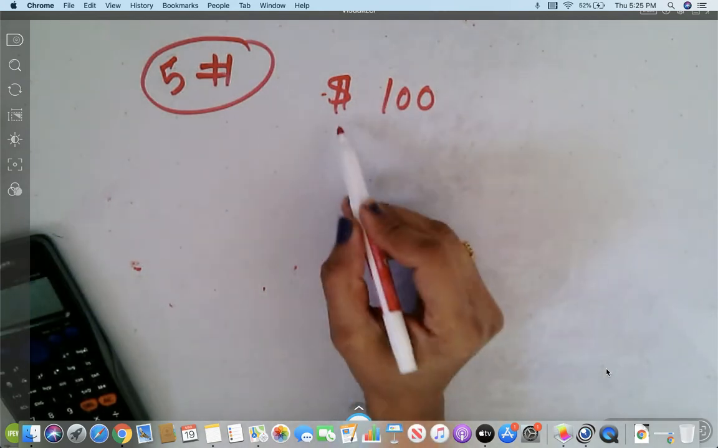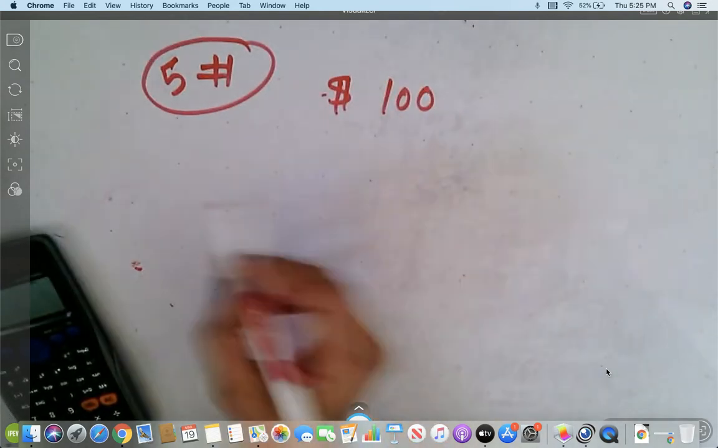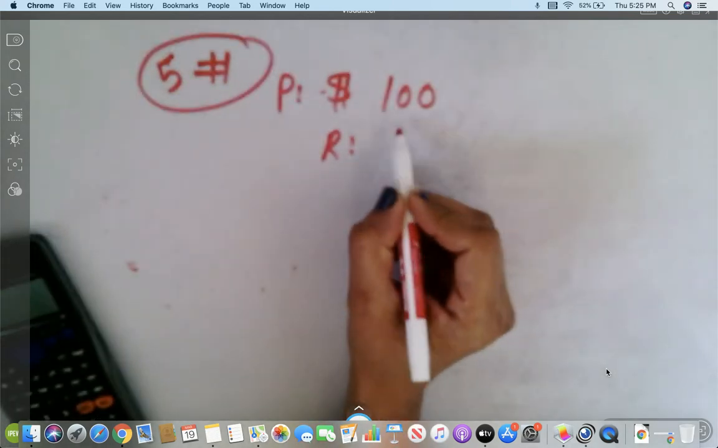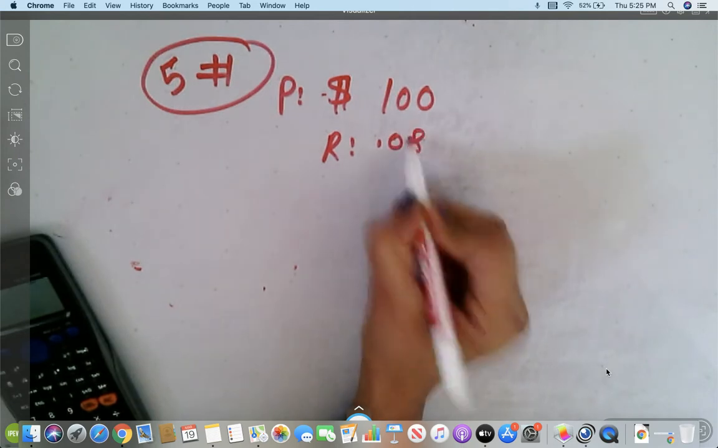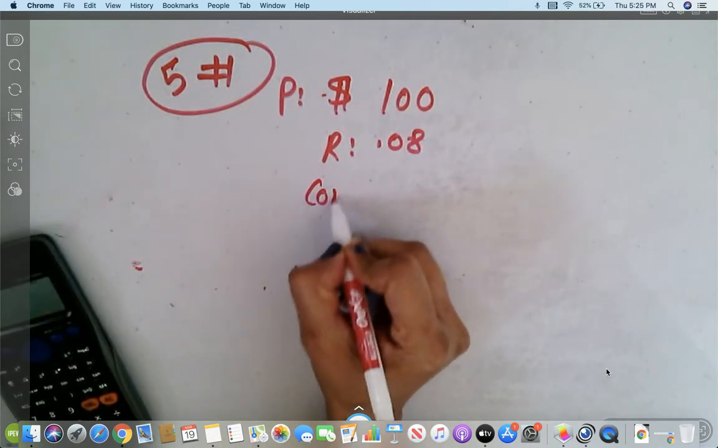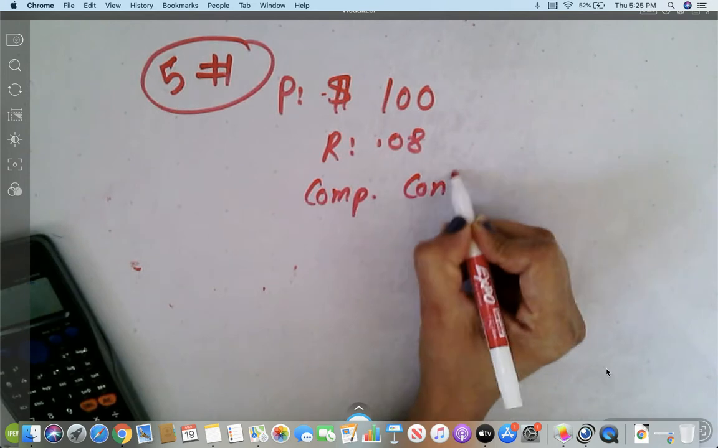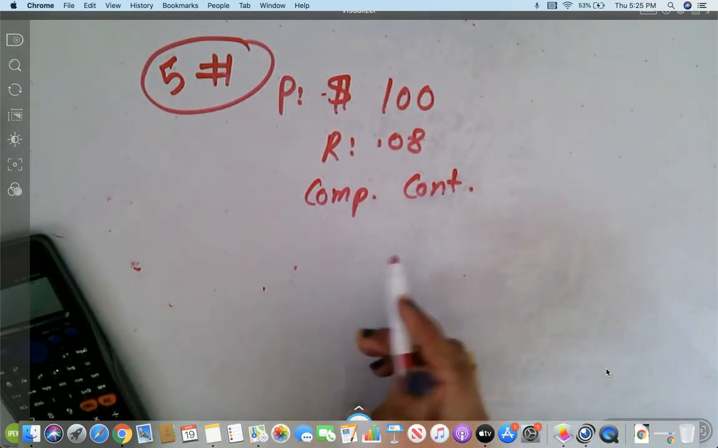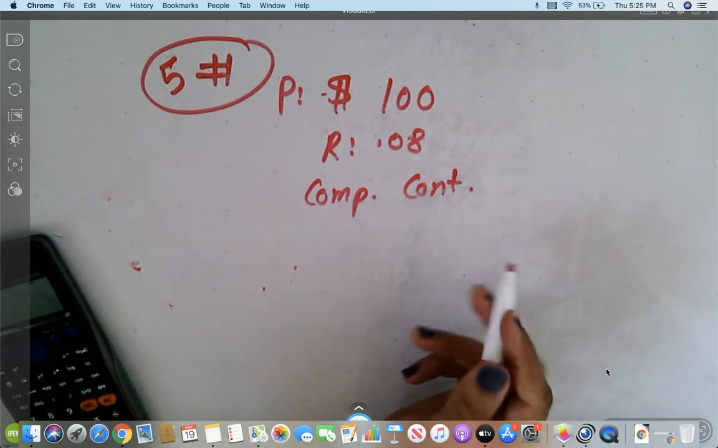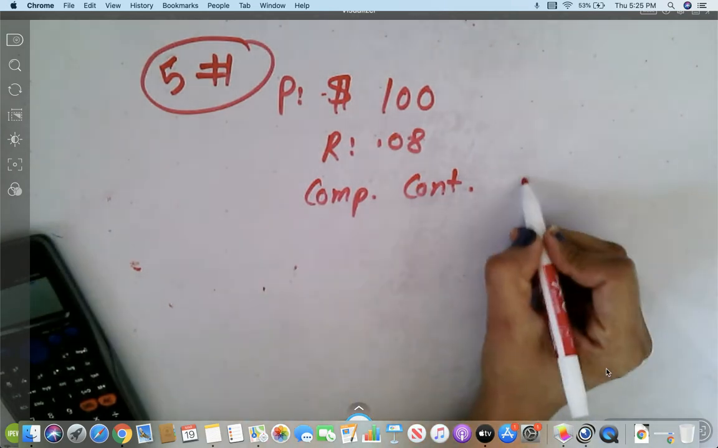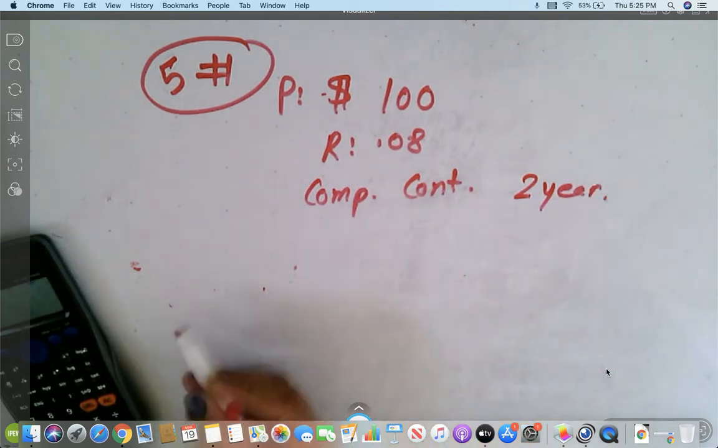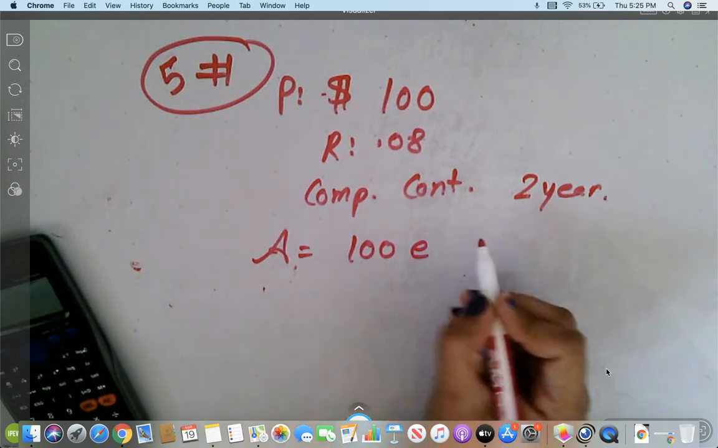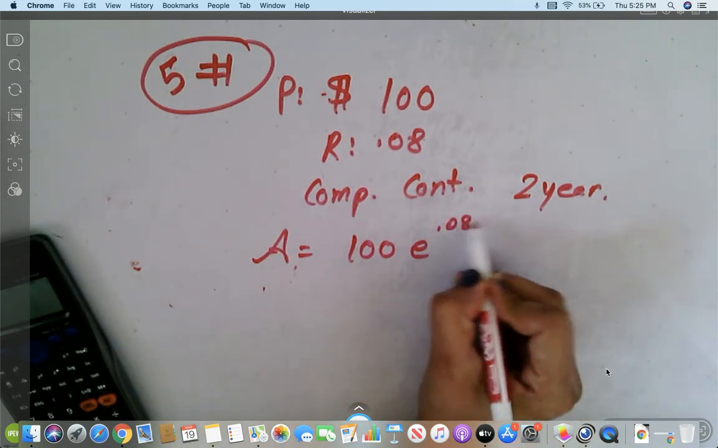All right, so this is what we have. The principal balance is $100. Rate is 8%, which is 0.08. And it's compounded continuously. I hope you guys remember that's the key word in this problem. Anytime it says continuously, it means we use the Pe^(rt) equation this time. And she invested for 2 years. So let's just write down the equation. A is equal to P, which is 100. e would stay the same. Rate is 0.08 times 2.